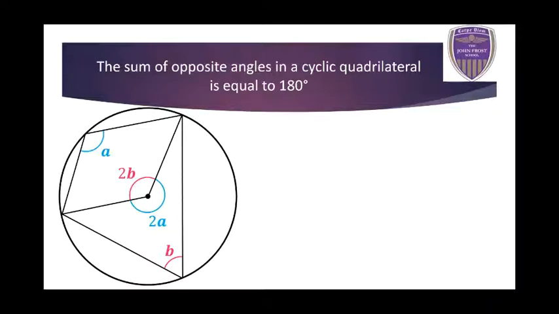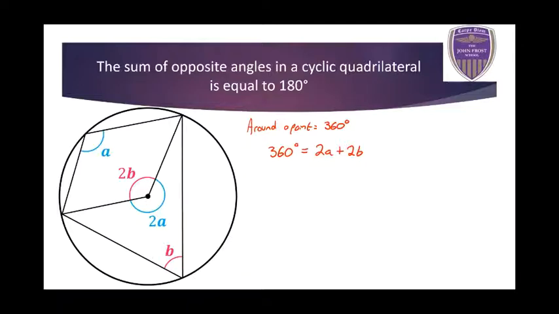Now what do we know about angles around a point? Well, angles around a point equal 360 degrees. So we know that 2B and 2A, both the angles together, equal the total angles around a point. So I now know that 360 degrees is equal to 2A plus 2B.